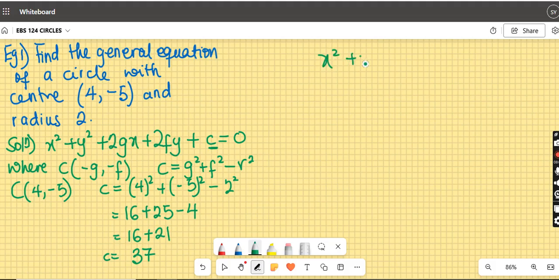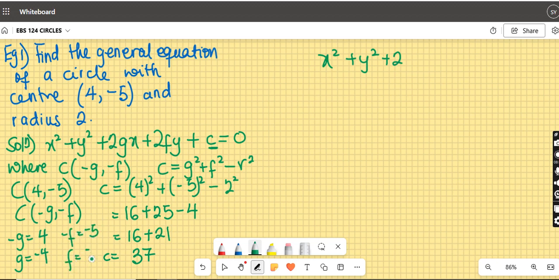We are going to have x squared plus y squared plus 2. Now let's put our g. We realize that the center was given by minus g, minus f. So if minus g is equal to 4, then g will be -4. And if minus f is equal to -5, f will be +5. So remember to always negate your center before putting it in your general equation of a circle. So our g is going to be -4.